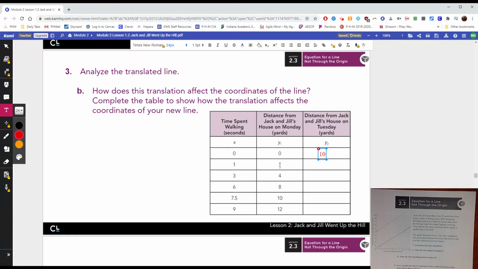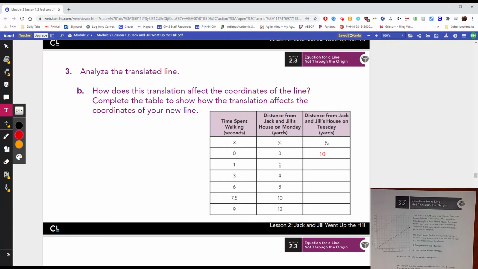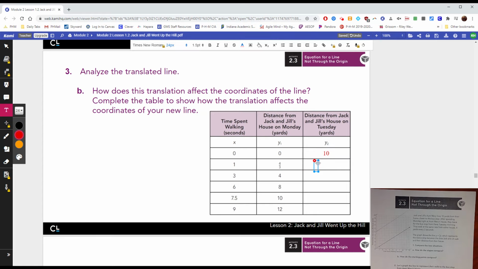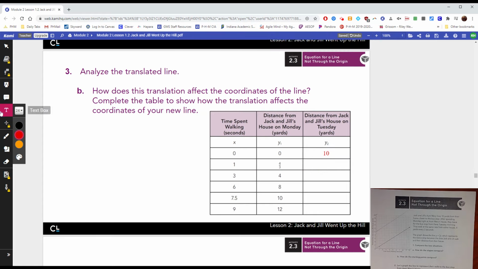And we also know what a translation does to the coordinates of a graph. Translation just adds the same amount. So if we're adding 10 here, we just went up 10 units. That means we're adding 10 for all of these. So I'm going to write these in fairly quickly just by adding 10 to the original.